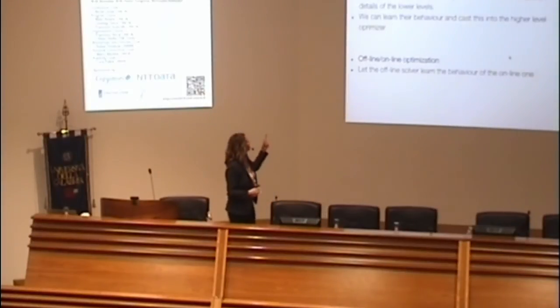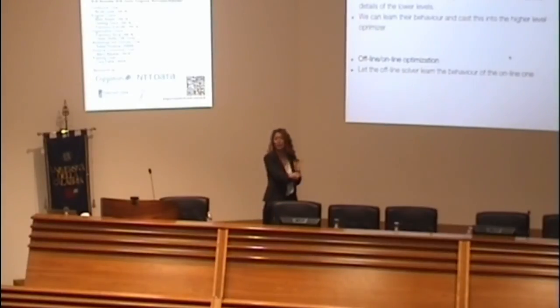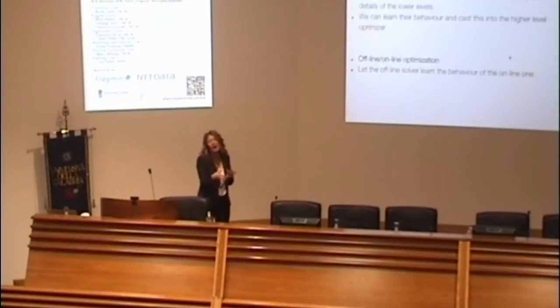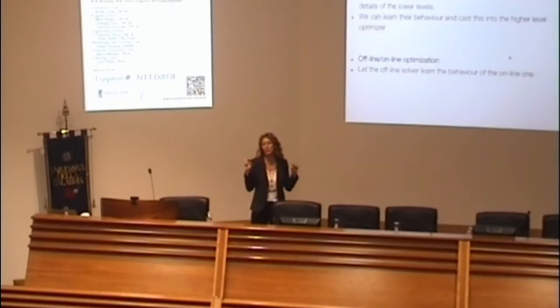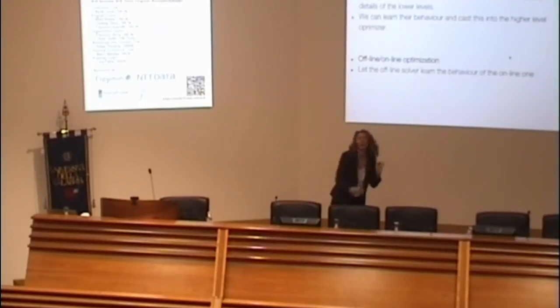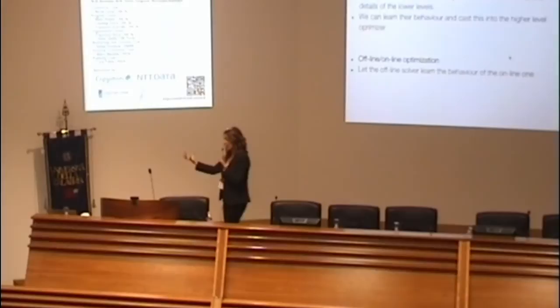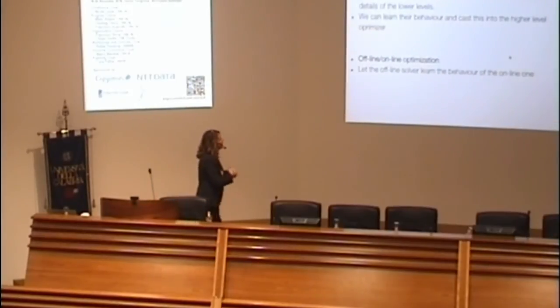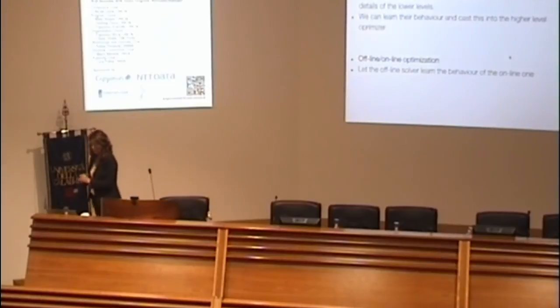And the thing here is that if the offline part is aware of the fact that the online algorithm comes after that, then it might take decisions and might guide this online algorithm toward the promising solutions. And for doing that, the offline solver can learn the behavior of the online one. We can basically learn the behavior of the online solver, cast it into the offline solver, and use it to make the offline solver more effective for dealing with the overall problem.